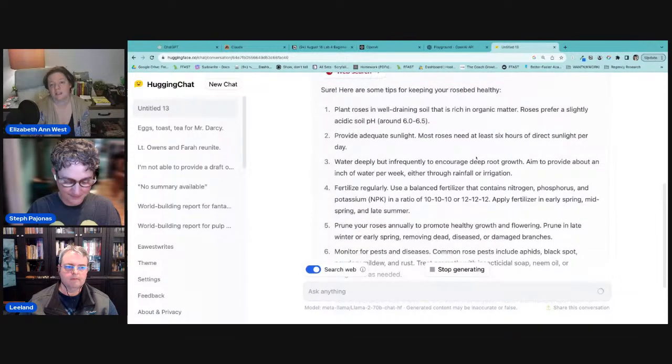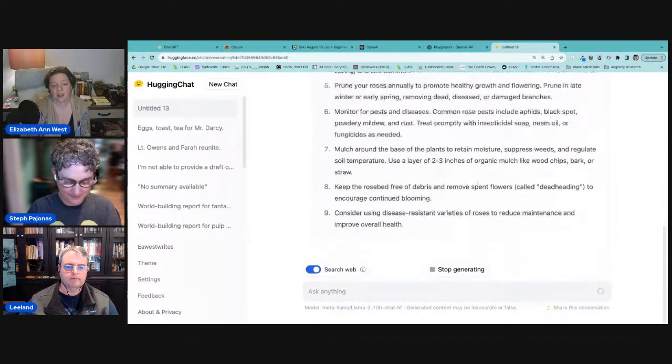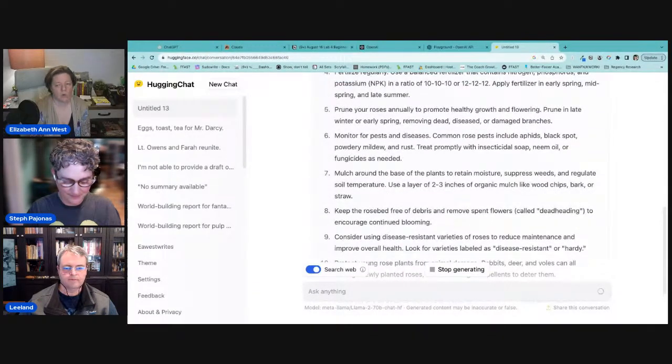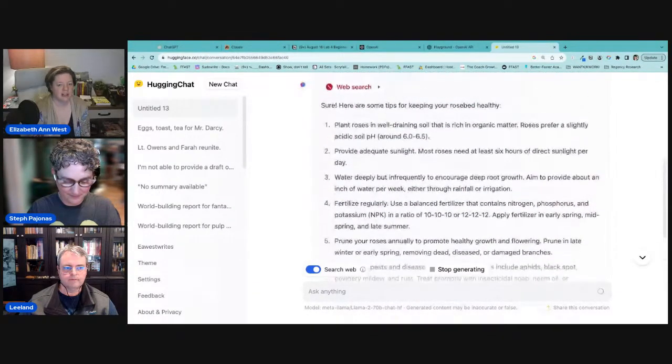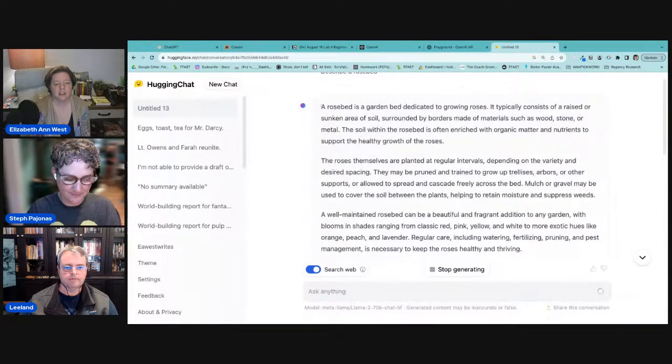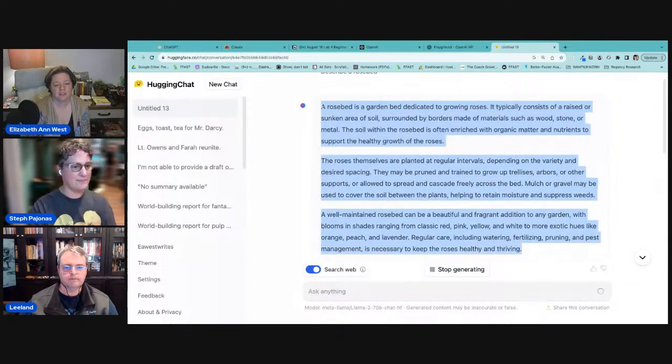But it does have some tips for the rose bed to be healthy. I would expect these or similar results if I was to prompt DaVinci or 3.5, actually. Actually, this is more like 3.5 Turbo. You'll see here that this is a smaller model than what DaVinci is, but it gave me three paragraphs of information. So just because it says it's how many billion parameters does not necessarily dictate performance of the model.